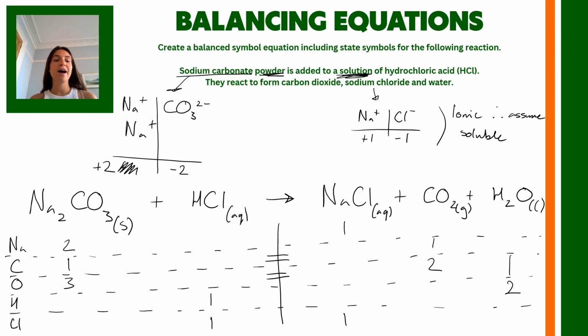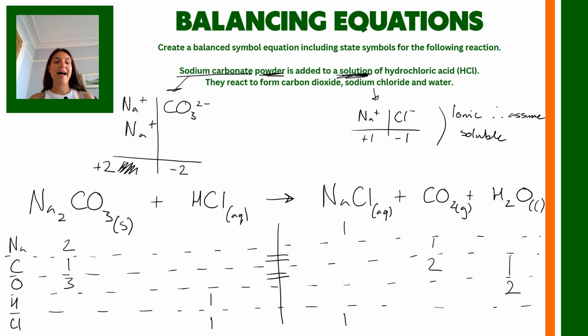So on the left here, I have got 2 sodium, and on the right, I have got 1. On the left, I have got 1 carbon here, and on the right, I have got 1 carbon as well. On the left, I've got 3 oxygen coming from that O3. On the right here, I've got 2 oxygen coming from that CO2, and I've got another oxygen coming from H2O. So I've got 3 oxygen on both sides. Then let me have a little look at my hydrogen. So on the left, I've got 1 in my hydrochloric acid, and on the right, I've got 2 in my H2O. And chlorine, on the left, I've got 1. On the right, I have also got 1.